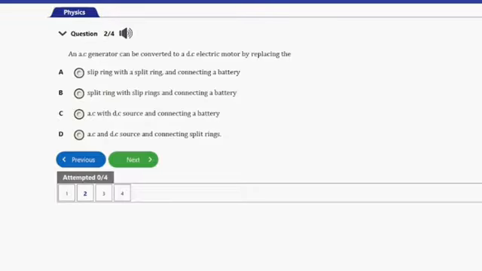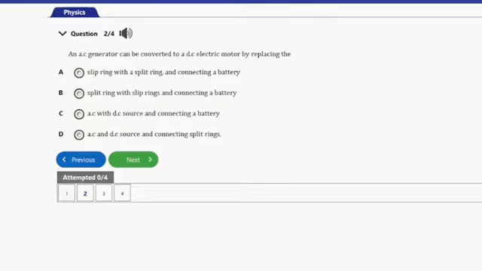The answer to this question is option A here. By replacing the slip ring with a split ring and then connecting a battery, we can actually convert an AC generator to a DC electric motor. And that's it for this question.